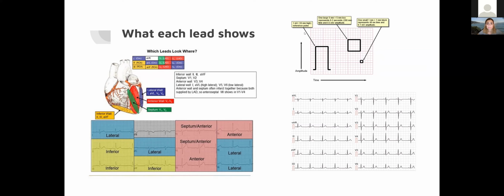As far as the actual output of an ECG, each of these small squares, these 1 by 1 millimeter blocks, represent a 40 millisecond time period and vertically a 0.1 millivolt amplitude. A 5 by 5 box will represent 0.2 seconds or 200 milliseconds time and half a millivolt amplitude. So here would be an example of 1 millivolt, and it'd be 10 millimeters high as a reference pulse.